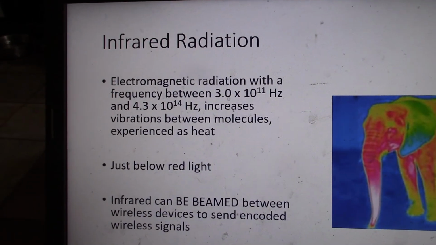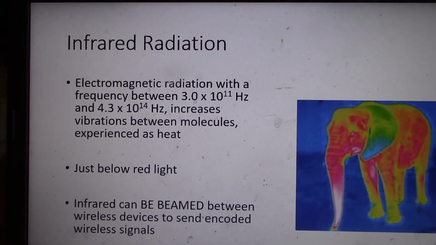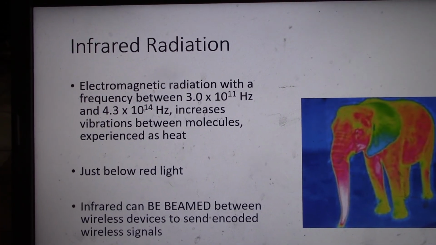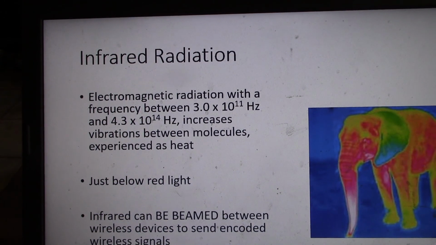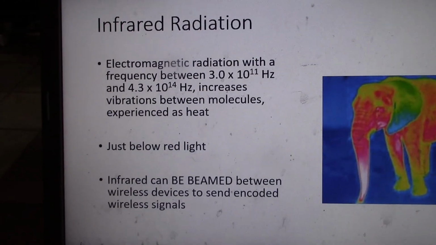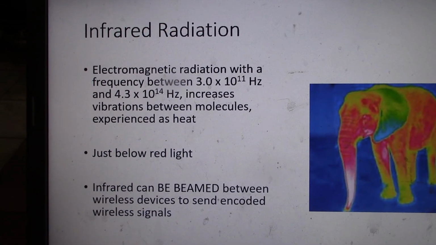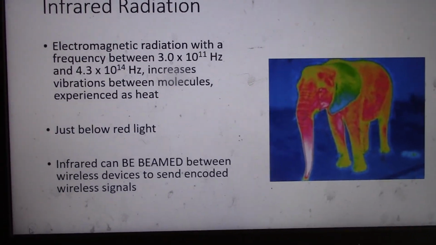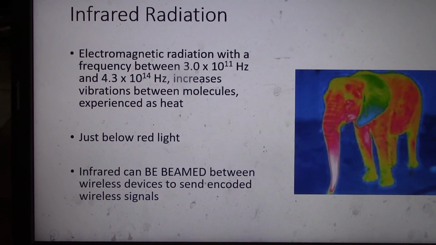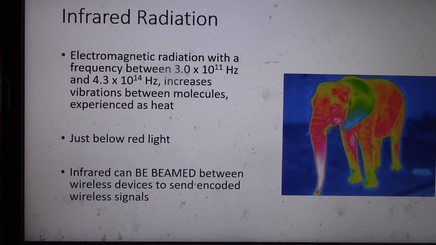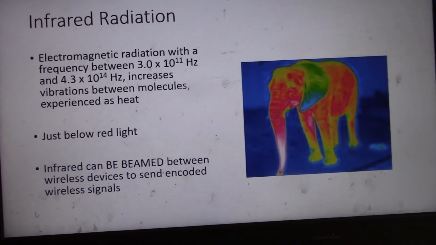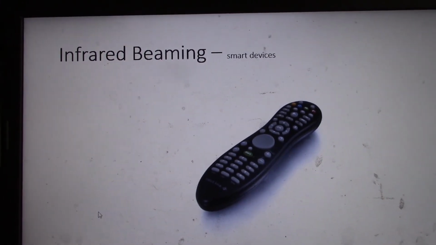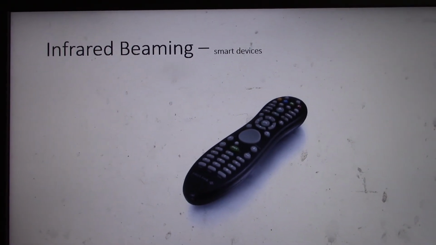So electromagnetic radiation with a frequency between 3.0 times 10 to the 11th hertz and 4.3 times 10 to the 14th hertz. So you can see the frequency increasing from the other two. So just below red light, some animals can see into infrared, and we have infrared goggles, right, that we can see. Your television remote works on infrared radiation. We can beam it. So smart devices work on infrared.